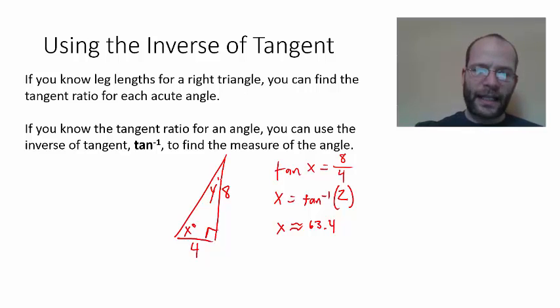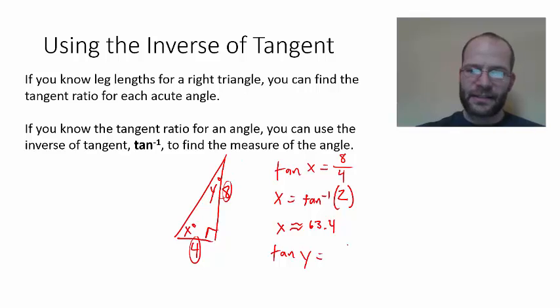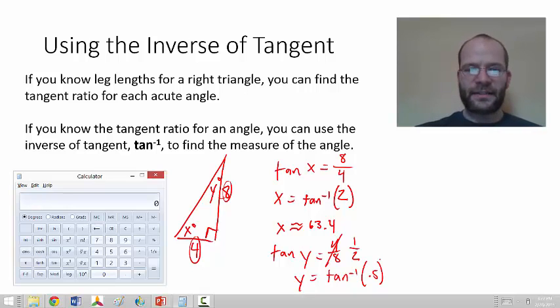Can we also find y? Let's see if we can find y. We know that the tangent of y is equal now to 4 opposite over 8 adjacent. Of course, 4 over 8 is equal to 1/2. And so we know that y is equal to the inverse tangent of 0.5. We go to the calculator, we put in 0.5, and then we run the inverse tangent of 0.5, and we have 26.6.